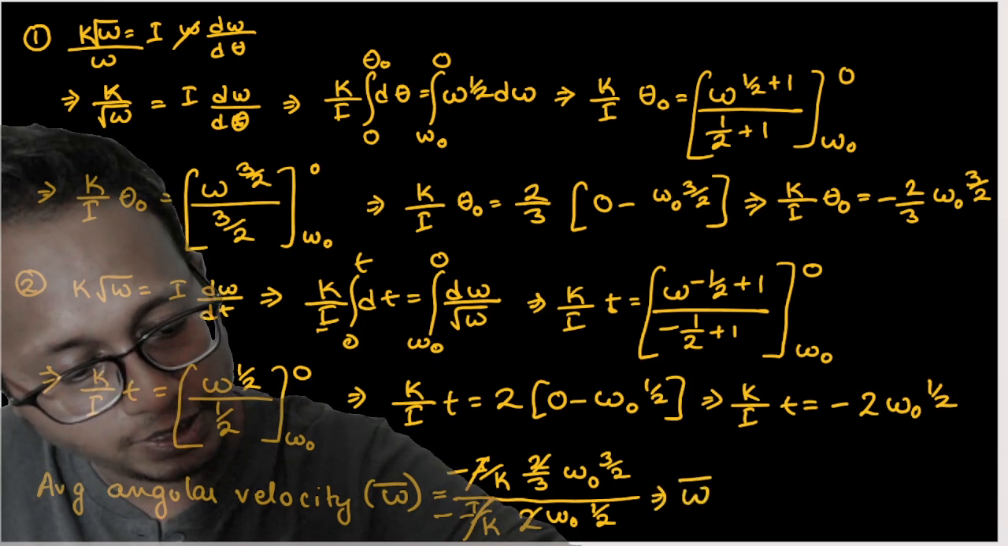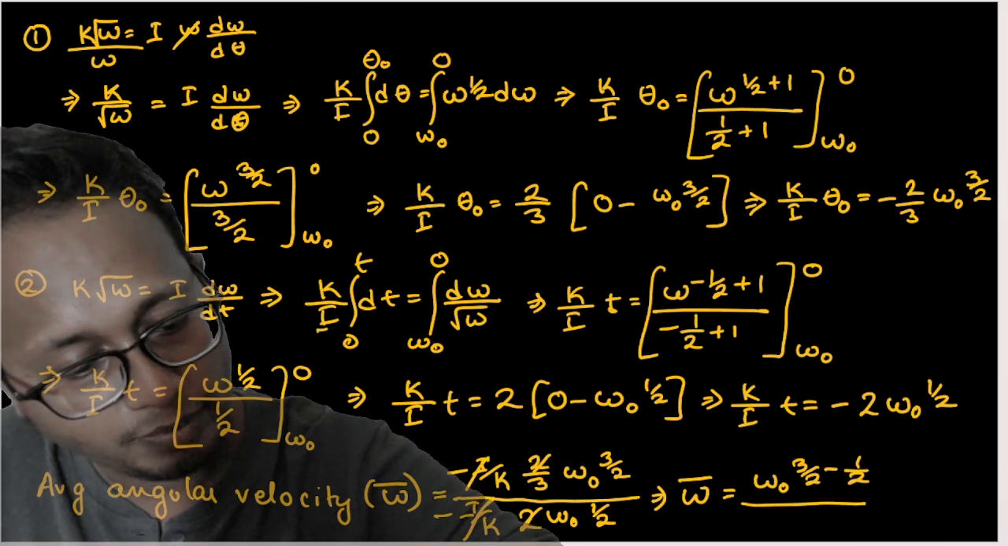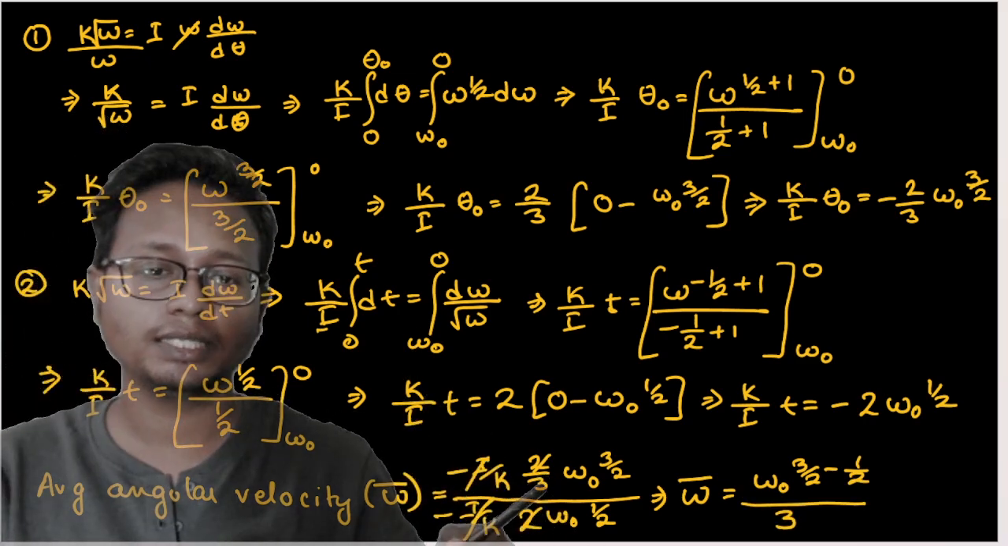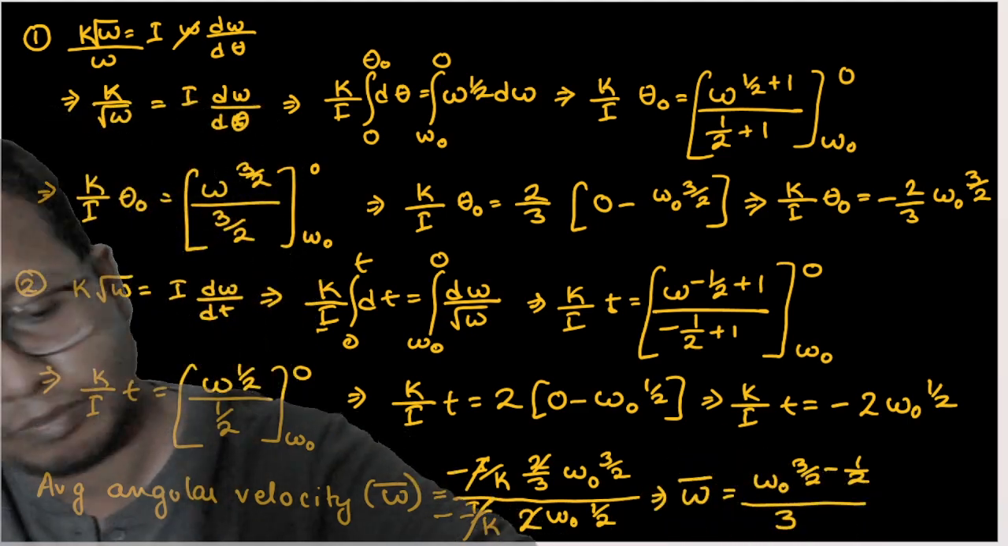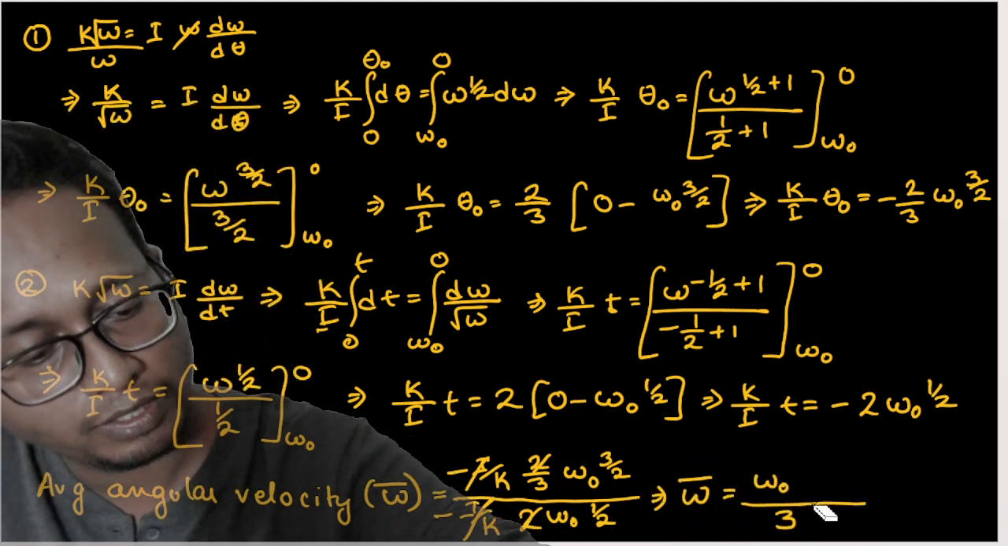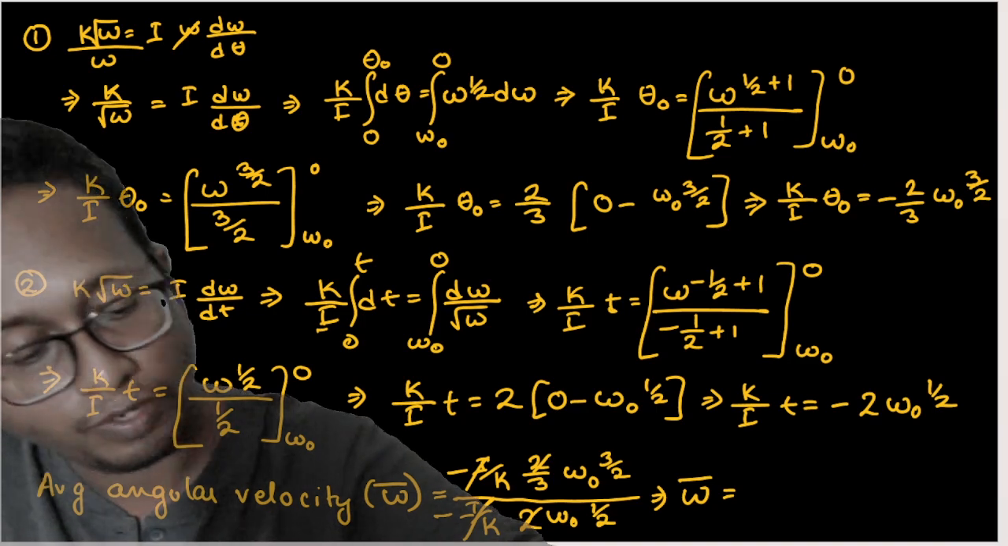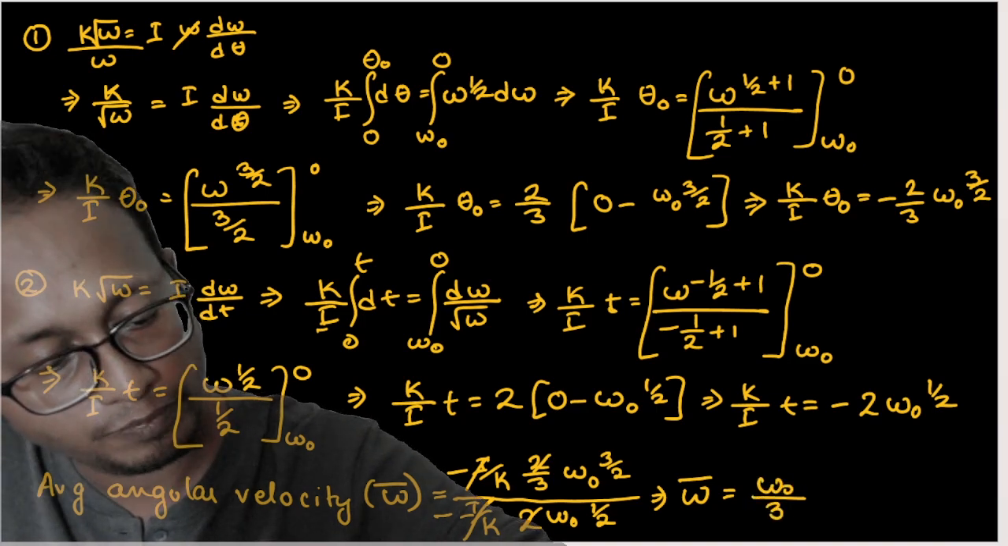So the average angular velocity is omega naught to the power 3 by 2 minus 1 by 2, divided by 3. This 3 comes down here. So 3 by 2 minus 1 by 2 is nothing but 2 by 2, which is omega naught to the power 1. So the average angular velocity is nothing but omega naught by 3. So this is your answer.